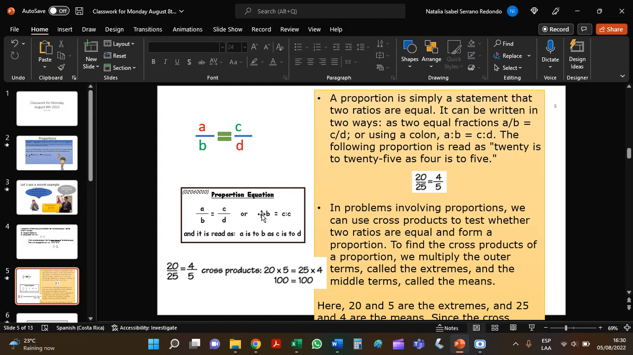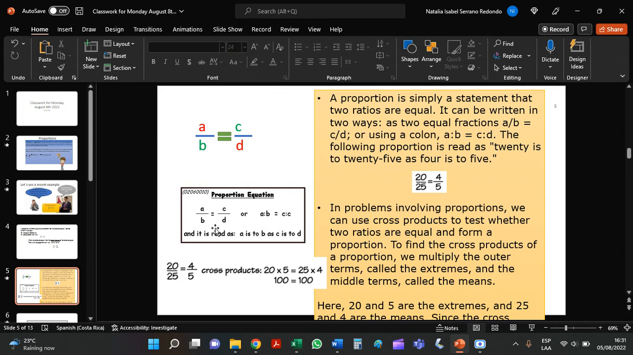Now, proportion equations. These are ways you can present the proportion. Now, always remember, chicos, the proportion son dos equations that grow or decrease in the same degree. Okay, I repeat.